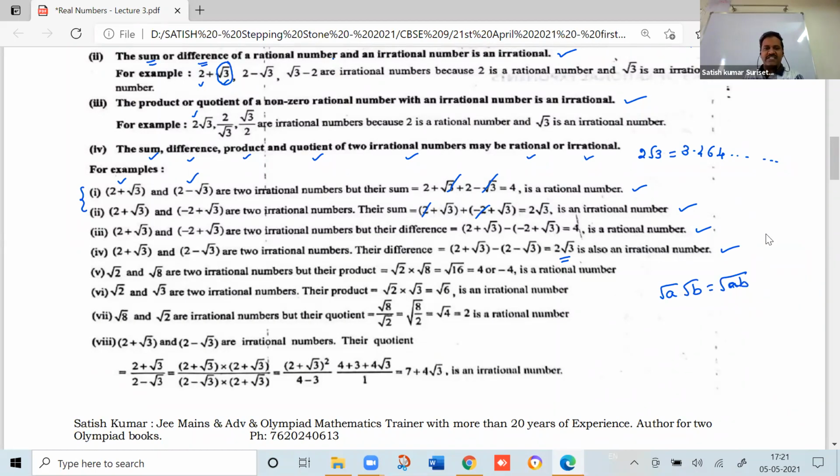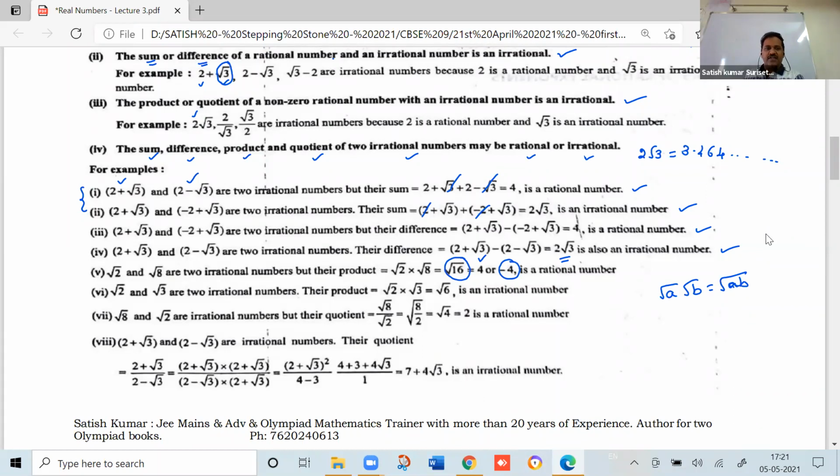Now root of 16 is equal to 4 or minus 4, which is a rational number. But in general, the root value will be considered positive only, so don't consider the negative value. If I consider the square of 4 and the square of minus 4, I'll get 16 only. But the root value will always be considered as 4, which is called the principal value.